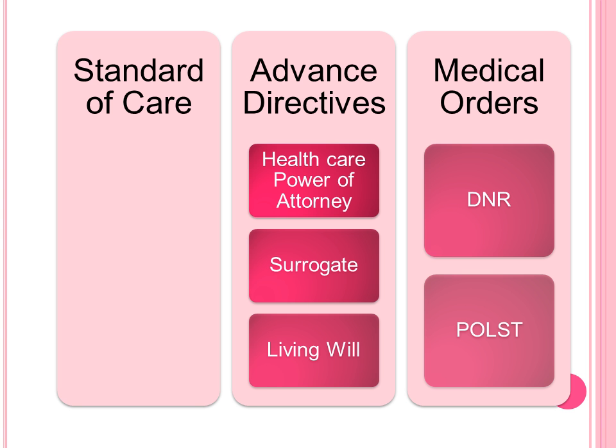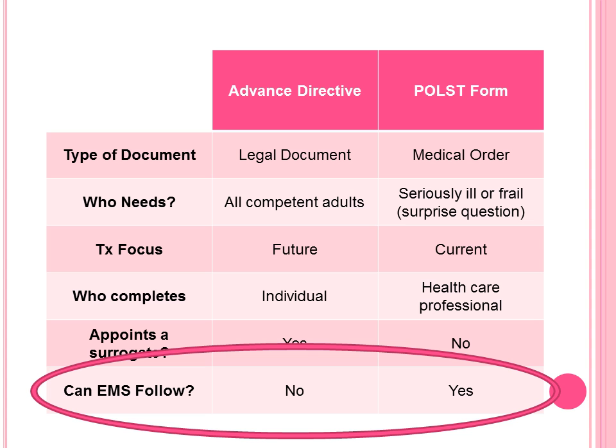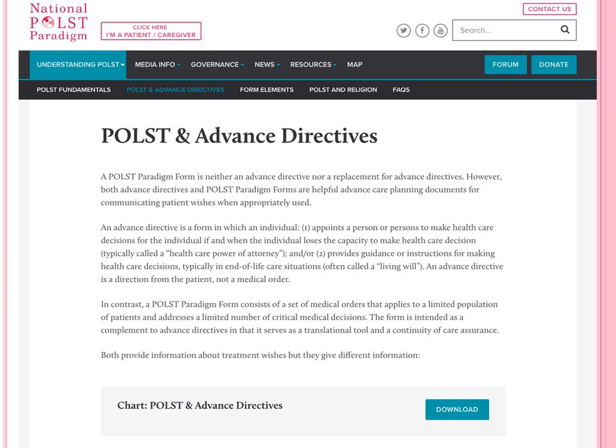Third are medical orders. These are do not resuscitate orders and POLST forms. These are the documents that EMS can follow during an emergency. Often, there is confusion between advanced directives and POLST forms. The most fundamental difference for patients is that EMS can follow a POLST form since they are medical orders. The other key differences are on this table and on our website.